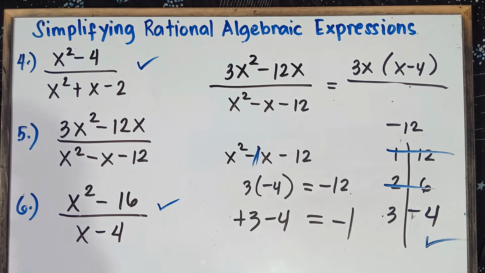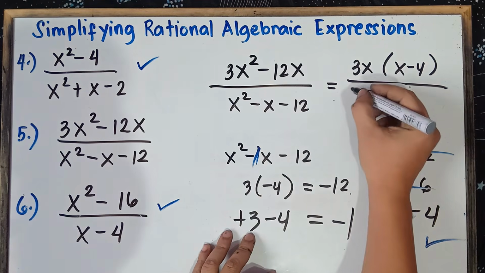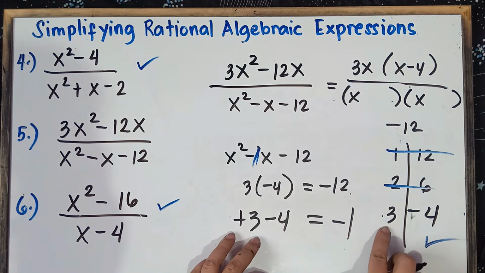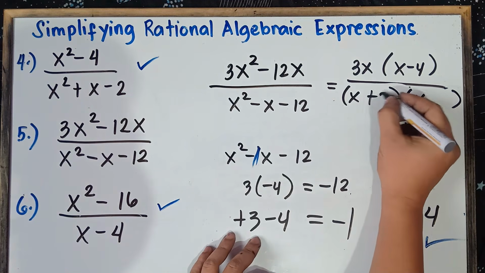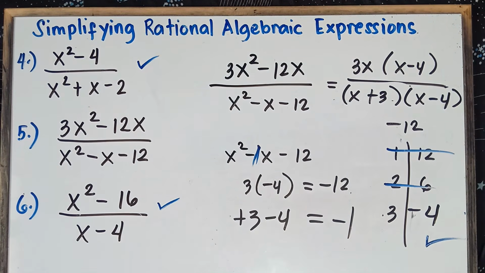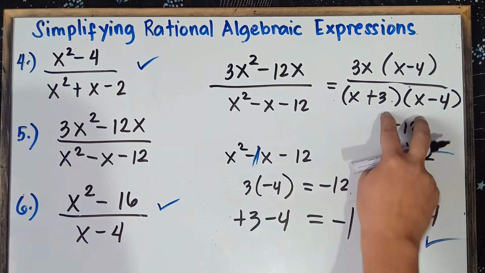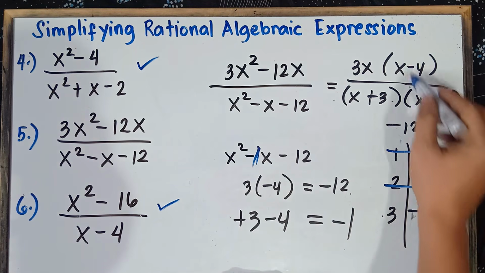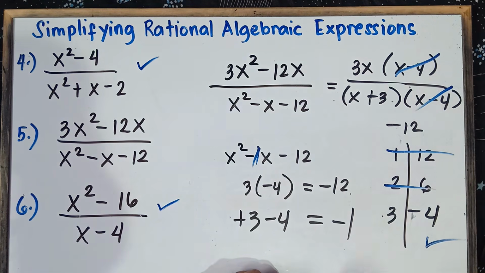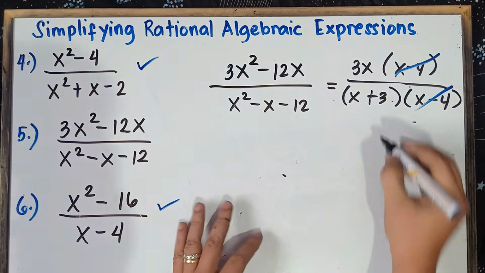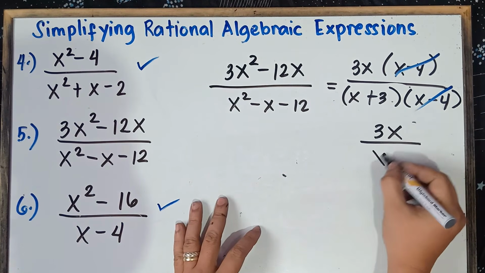Yup. So therefore, our factors: simply put 2 parentheses. So put x plus 3, and then x minus 4. Those are the factors, class. Even if you apply the FOIL method, I'm sure you will get this answer. We have the same factor in the numerator and denominator, so we can simply cancel it out. Therefore, our final answer is 3x over x plus 3.